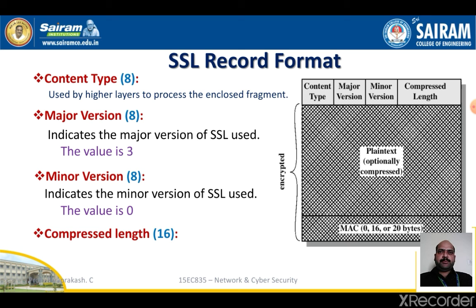The content types that have been defined are change cipher spec, alert, handshake, and application data. The first three are SSL specific protocols. Note that no distinction is made among the various applications. The content data created by such an application may be SSL. Okay, so this is the record format present in SSL.